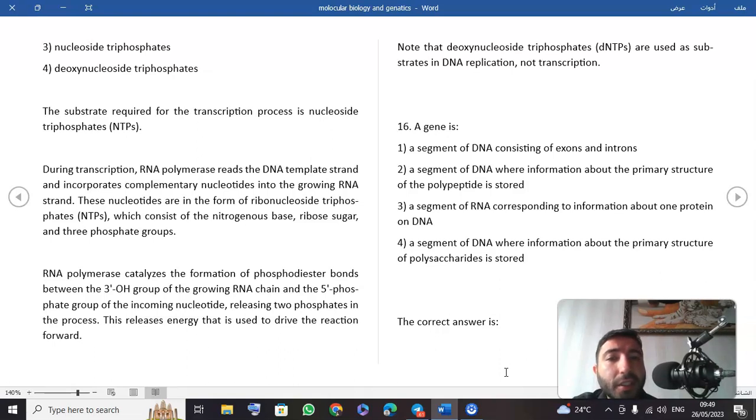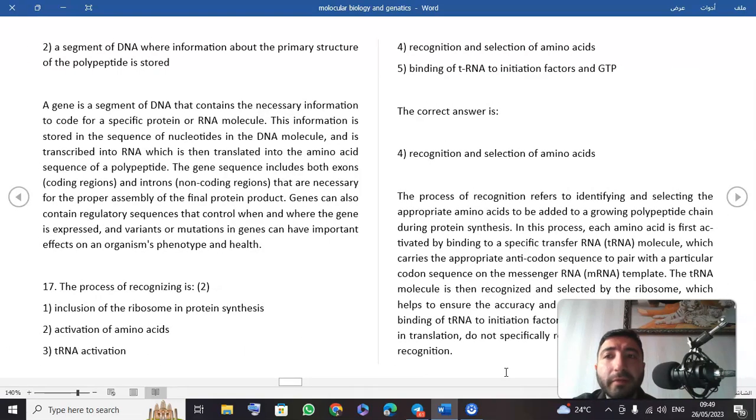Number 16. A gene is that segment of DNA where information about the primary structure of the polypeptide is stored. Number 16. The process of recognizing is number 4, recognition and selection of amino acids.